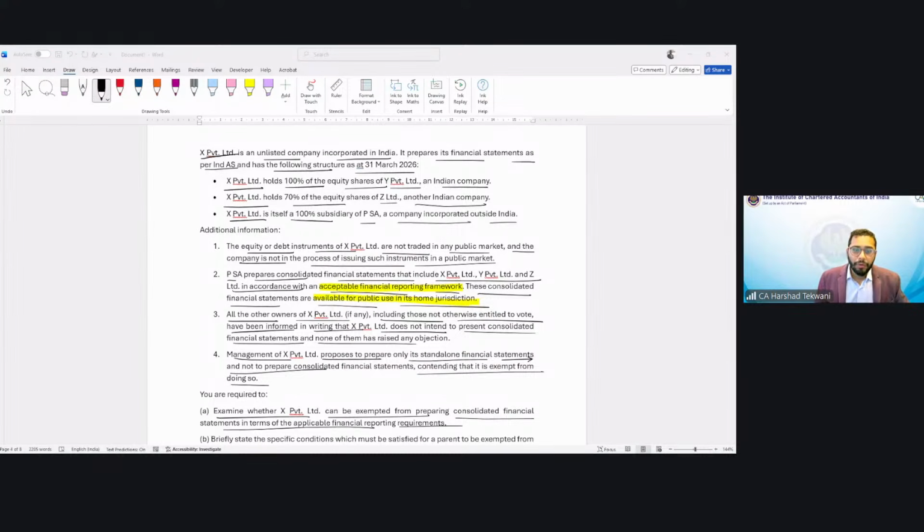Okay. Now, sir, in this question, if PSA prepares financial statements as per Indian GAAP, then this exemption can be claimed, right, sir? But that should be available here, because if you see, it says available for public use and comply with the Ind AS, not only in the home jurisdiction. It should be available for the public here also in India. Okay. That means compulsorily it needs to be registered. I mean, those should be filed with the registrar.